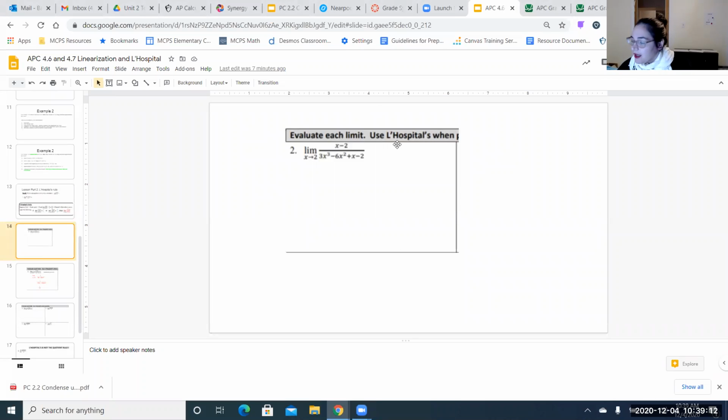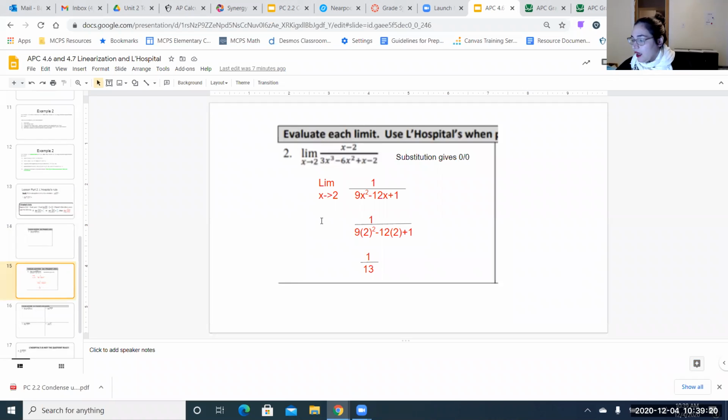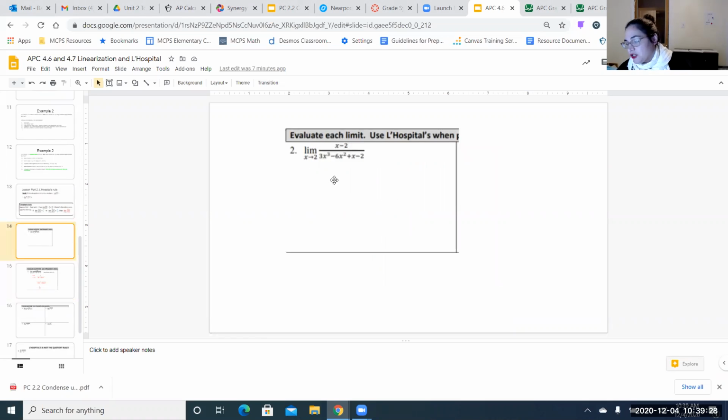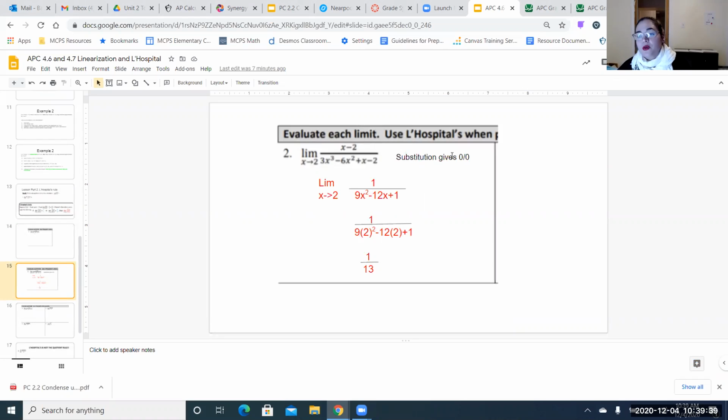we did a practice problem in class using L'Hopital's rule for this. When you substitute 2 in, you get a 0 numerator and a 0 denominator. You should probably try to pause the video and do this problem before we go over it. So go ahead and pause it. And now we'll go over it. Because substitution gives 0 over 0, we take the derivative of the numerator over the derivative of the denominator, and then we substitute 2 and we get 1 over 13 as our limit.